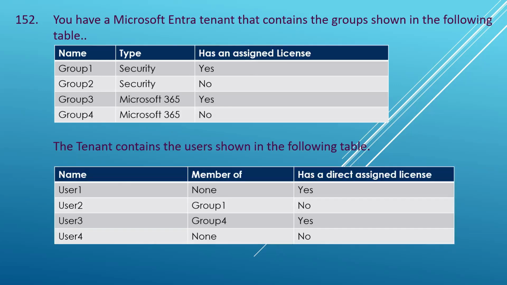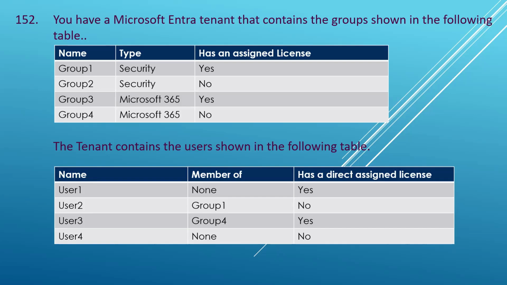Question number 152 of the series. You have a Microsoft Entra tenant that contains the groups shown in the following table. The table has four groups named Group 1, Group 2, Group 3, and Group 4, out of which Group 1 and Group 2 are security type, whereas Group 3 and Group 4 are Microsoft 365 groups. And then the license assigned thing is Group 1 and Group 3 have a license assigned, and Group 2 and 4 do not have a license assigned.